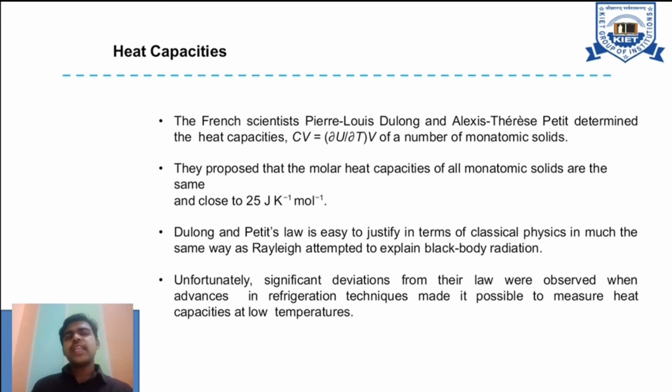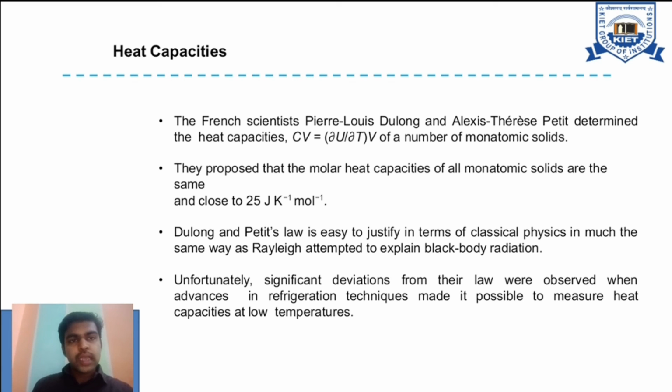Here comes the heat capacity. While talking about the blackbody radiation, we have to consider the heat capacity aspects also. The French scientist discovered the CV point of view in a number of monoatomic solids. At the same time, he proposed that the molar heat capacity of all monoatomic solids is the same, close to 25 joules per mole per kelvin. This is the Dulong and Petit law. It's easy to justify in terms of classical physics.